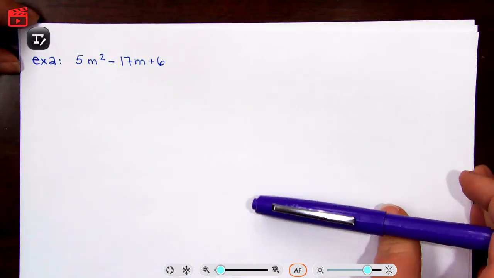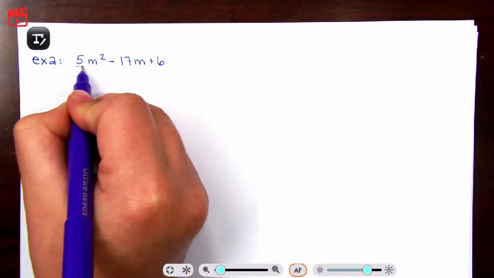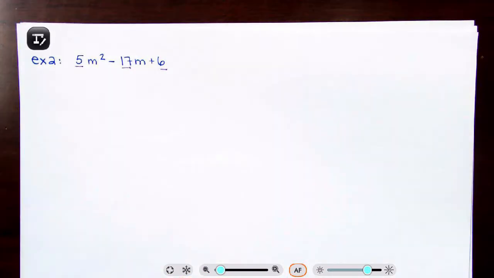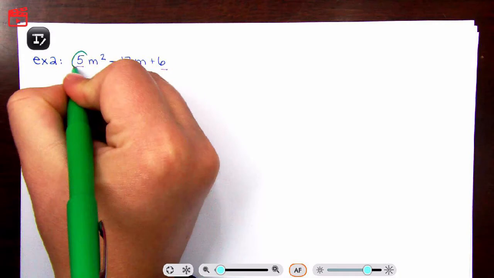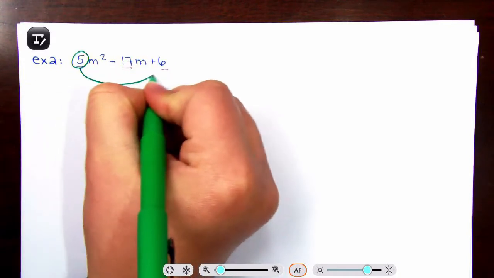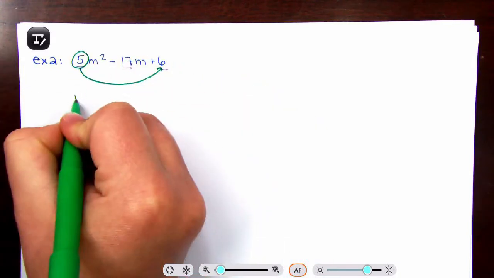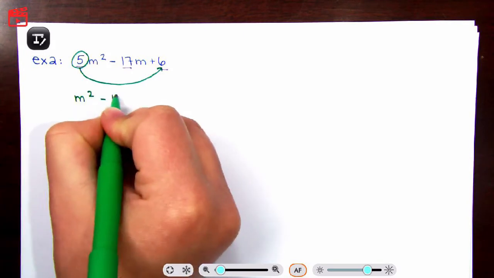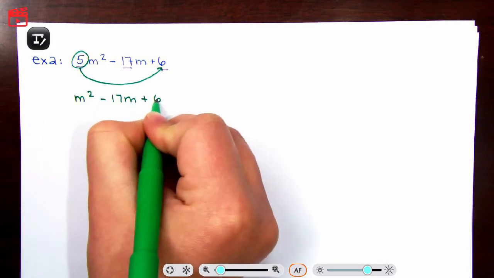Step number 1, GCF, if we have one. I have 5, 17, and 6. There's nothing in common that I can pull out. Step number 1 is take the leading coefficient, slide it over, and multiply. So I'm going to have m squared minus 17m plus 6 times 5.